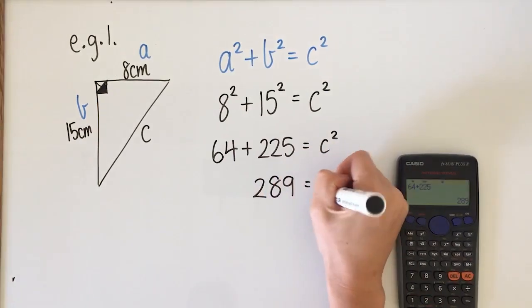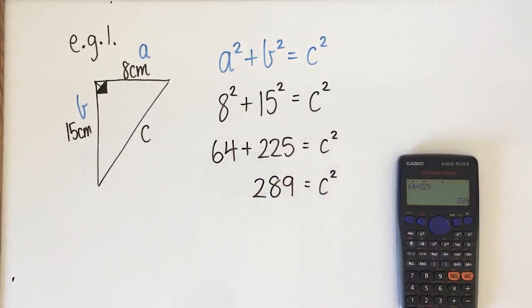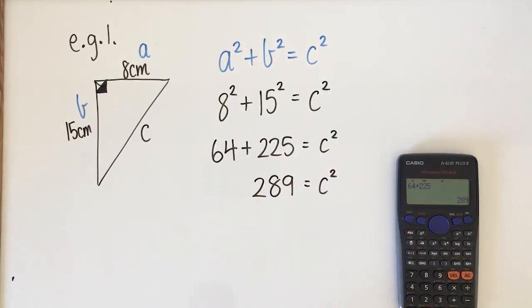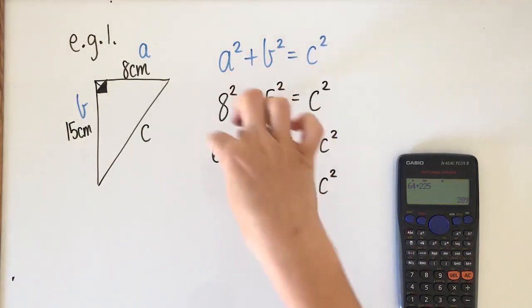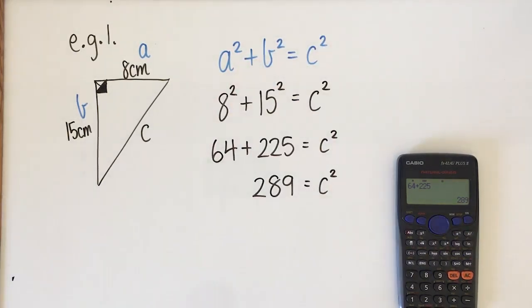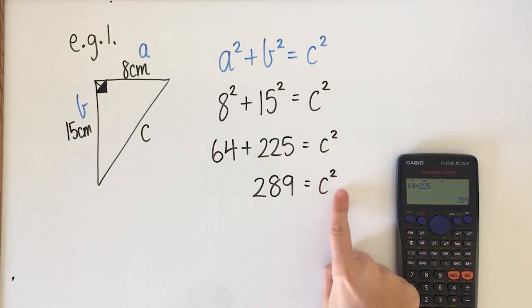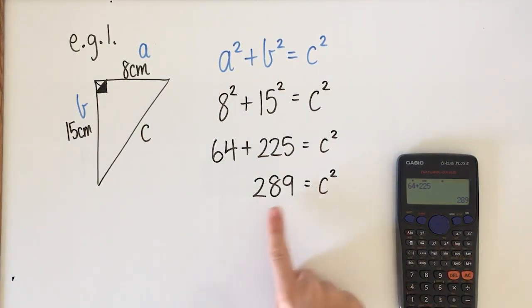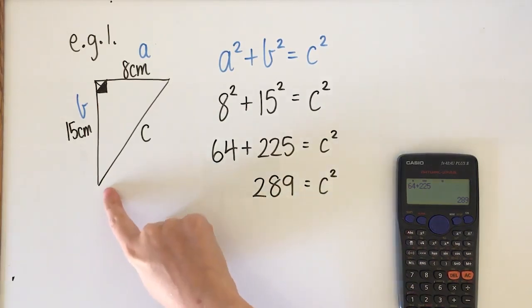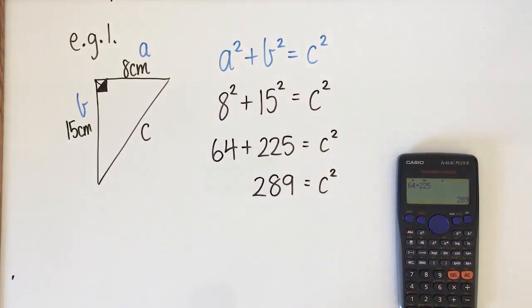289 equals C squared. Now, this is where a lot of people will think they're finished. A lot of people will go, all right, I've done the squared and I've added them together and I know C squared is 289. But you need to think, firstly, this is C squared, not C. And secondly, would this make sense? Would it make sense if this side of my triangle was 289 centimeters? Most likely not. In fact, definitely not.